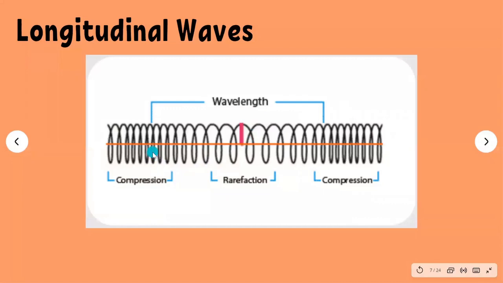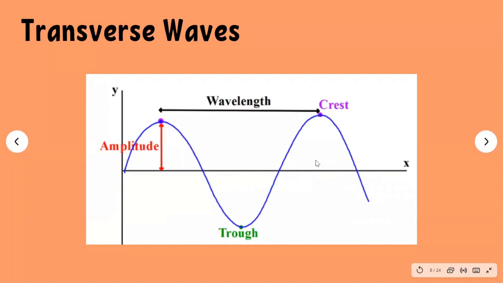Compression, from the word itself, means some parts are compressed, some parts are less compressed, and so on and so forth. Just like a slinky, it compresses and then decompresses, and the pattern continues. One wavelength is the length from one compression to another compression, or from one rarefaction to another rarefaction. Then we have these transverse waves.